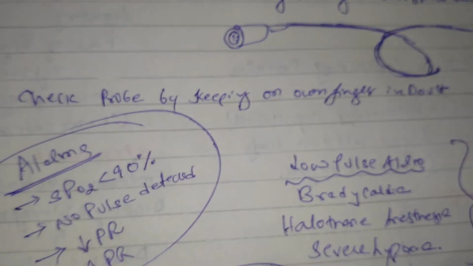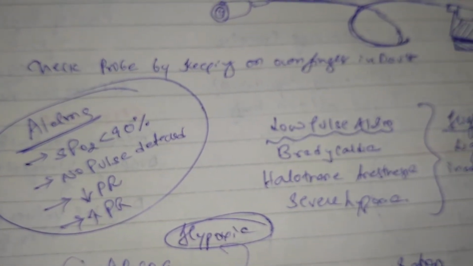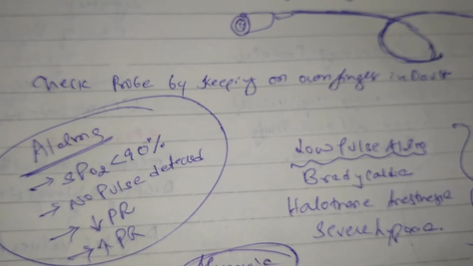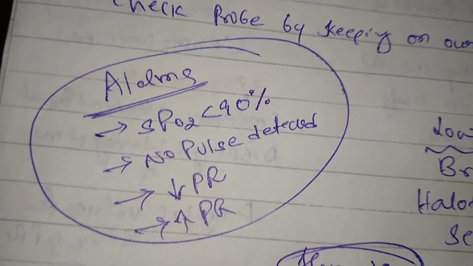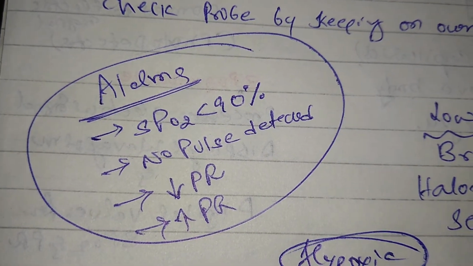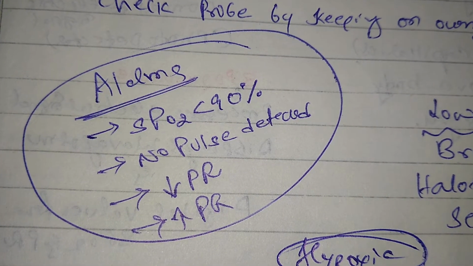Probe may not function properly. So check the probe by keeping one finger if you are in doubt. So next thing is alarms. Alarms: SpO2, if it is less than 90%, we can see the alarm.